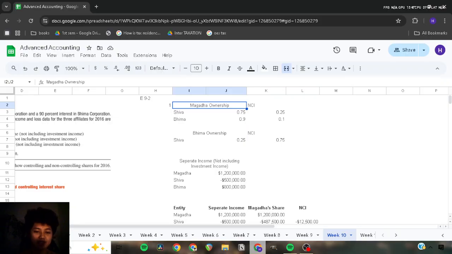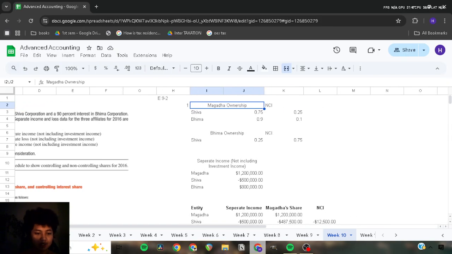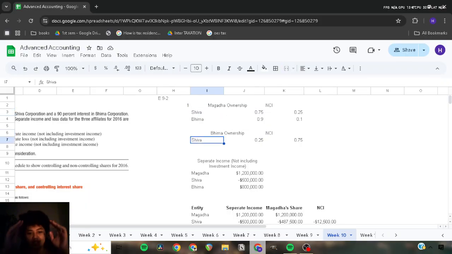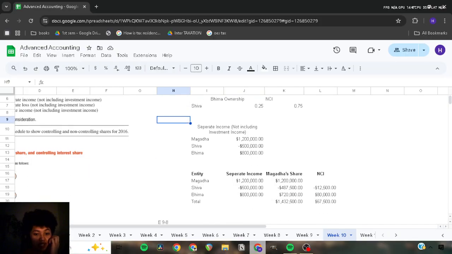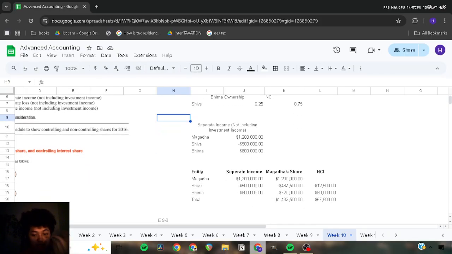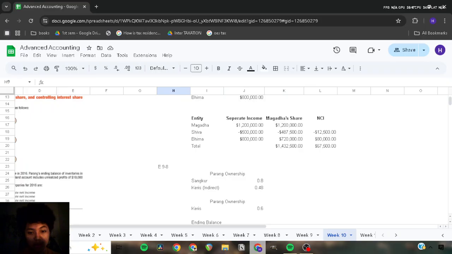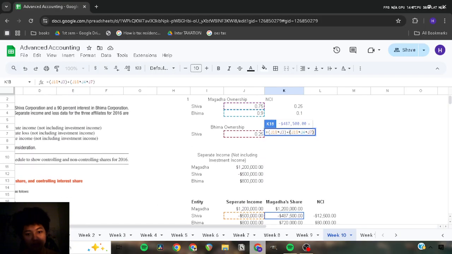So Magadha, which is the parent, owns Shifa and Bima, but then Bima also owns Shifa. So you have a parent that owns two companies, but then one of these two companies owns the other one as well. So there's a kind of relation between them, and that needs to be taken into account in calculating the income allocation.